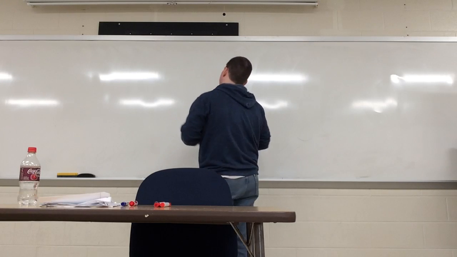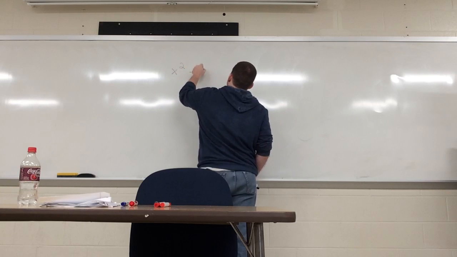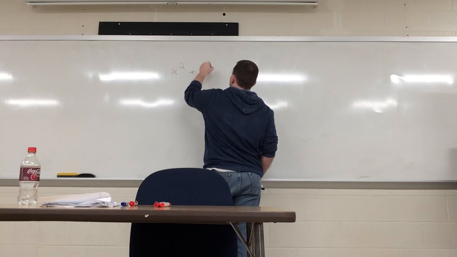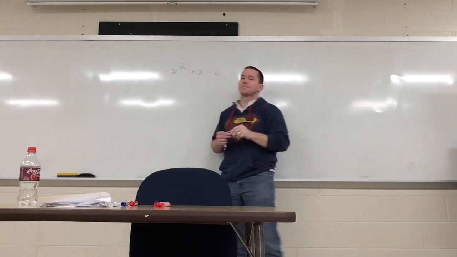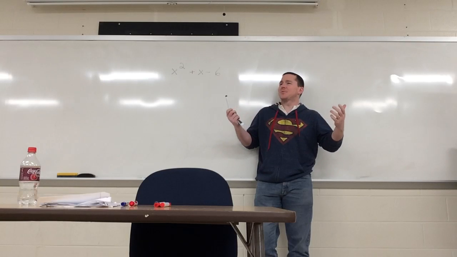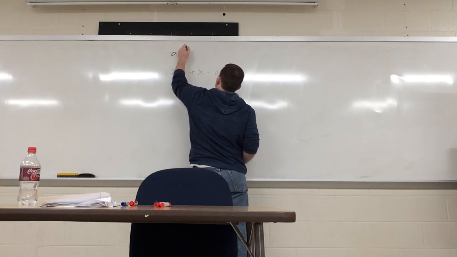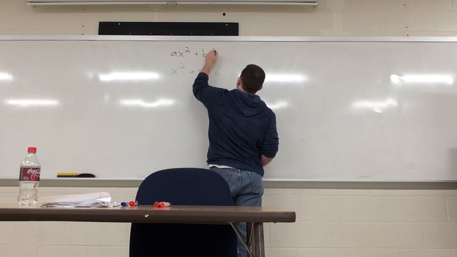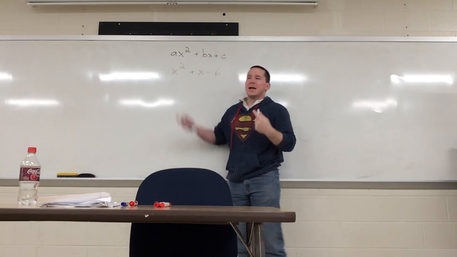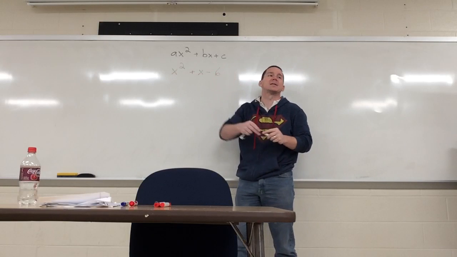Start off with maybe this. As far as a quadratic goes, say we have something like this: x squared plus x minus 6. That's a quadratic. It's in standard form, correct? We all know what standard form for a quadratic is? ax squared plus bx plus c. A, b, and c are all just the coefficients. In this case, 1, 1, and negative 6.